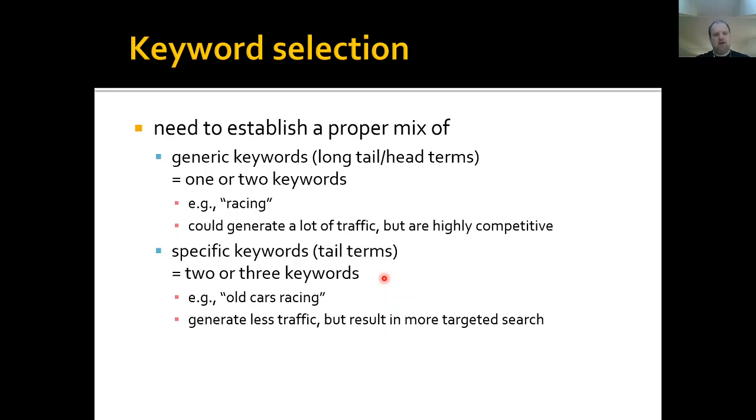For example, here we have racing. We can have any kind of racing, but specific keywords means, for example, old cars racing, which is really specific, more than just racing. It generates also less traffic. There is no Formula One, and that's how the specialization goes from abstract to specific.